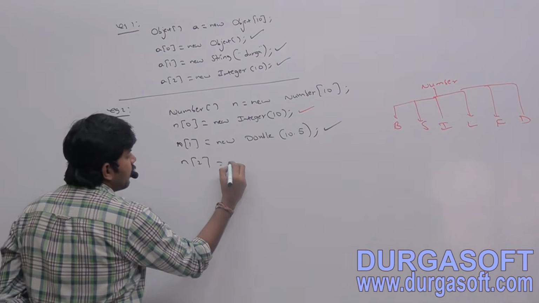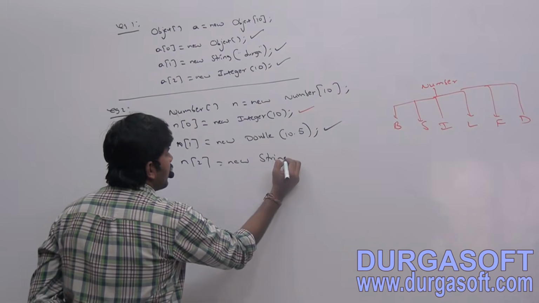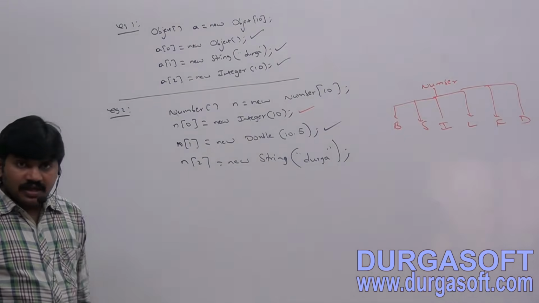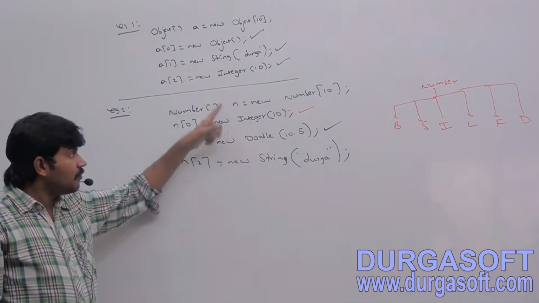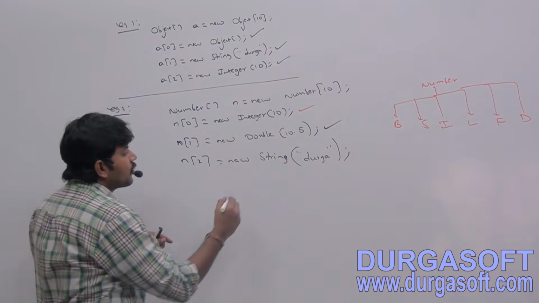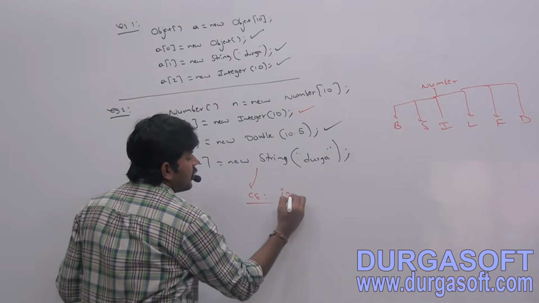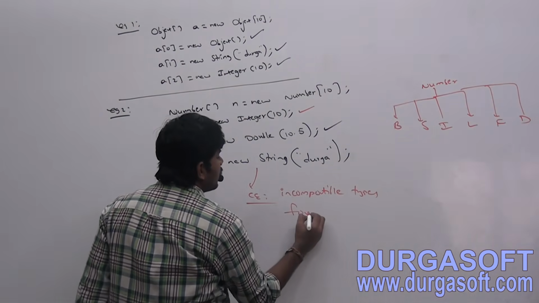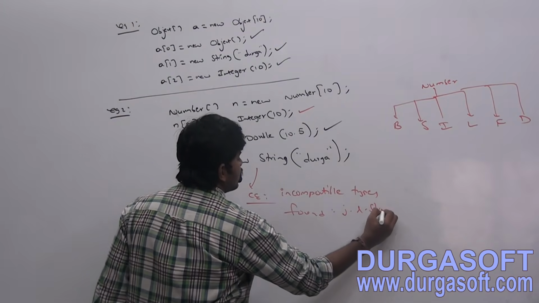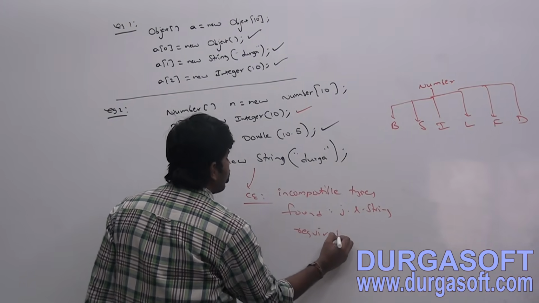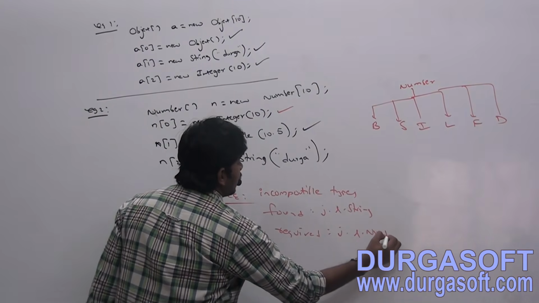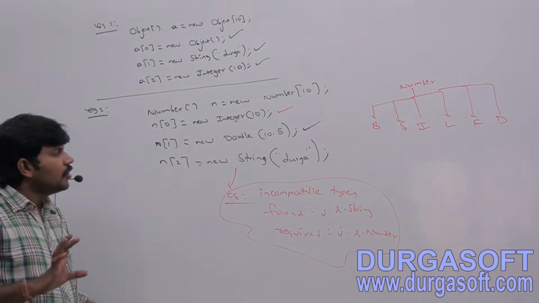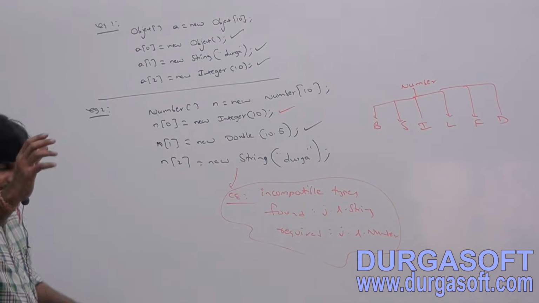n[2] = new String("Durga"). Is it valid or invalid? Invalid because String is not a child class of Number. That's why you immediately get a compile-time error saying incompatible types: found java.lang.String, required java.lang.Number. I hope it is clear for all of you. Make sure you have clear clarity.